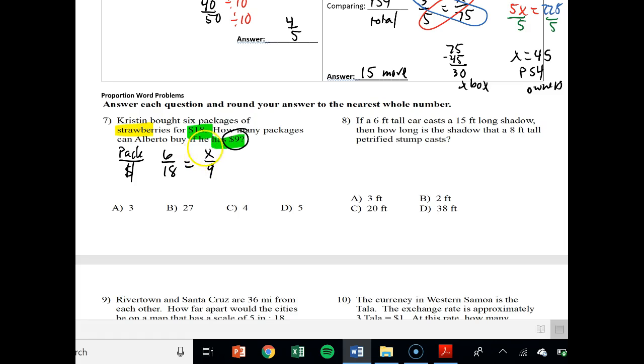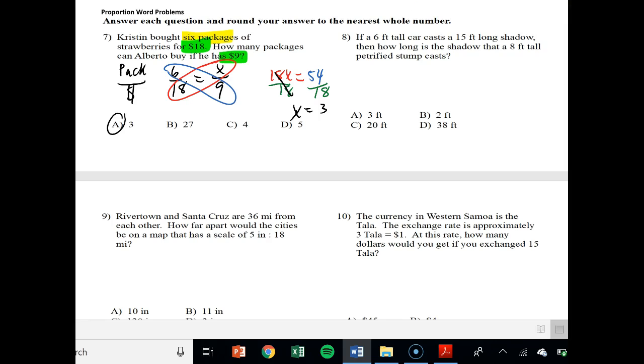Okay, so then I cross multiply 18 times x and 6 times 9. So we have 18x equals 6 times 9, 54. And to solve, I simply divide by 18. So I've got x is equal to 54 divided by 18, which is 3. So he can get 3 packages of strawberries with $9, right? Please make sure that you show your work just like I have, because there's a process to these, okay?